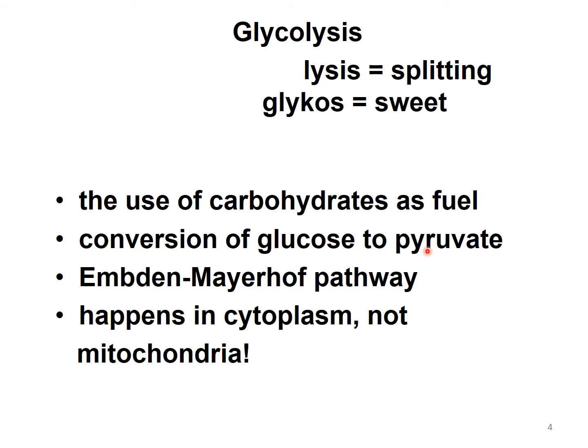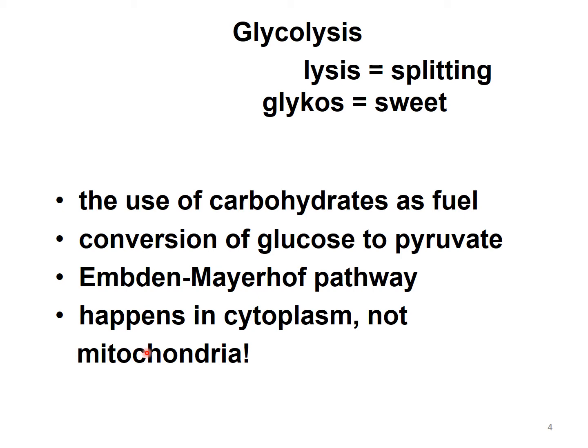So there are many scientists who discovered the process of glycolysis, but mainly you have two scientists who are Emden and Meyerhof. And for this reason, glycolysis is also known as the Emden-Meyerhof pathway. So one important note about glycolysis is that it happens right in the cytoplasm, not in mitochondria.